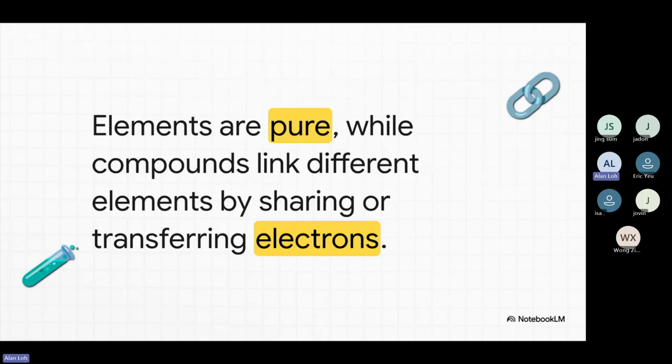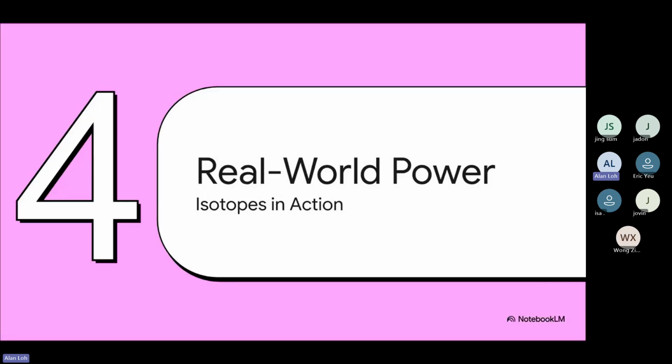So at the end of the day, all this matter gets classified into two main buckets: elements and compounds. Elements are pure. They are made up of atoms or molecules of just one single type. Compounds are the magnificent mashups, linking different elements together through the sharing or transferring of electrons that we just talked about. And finally, part 4, real-world power, where we'll look at isotopes.